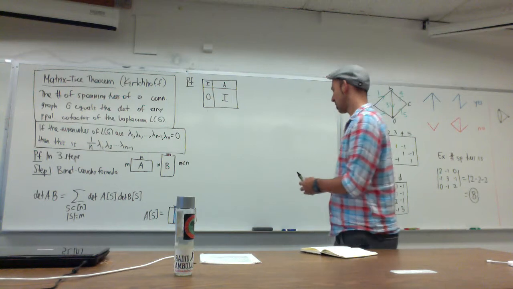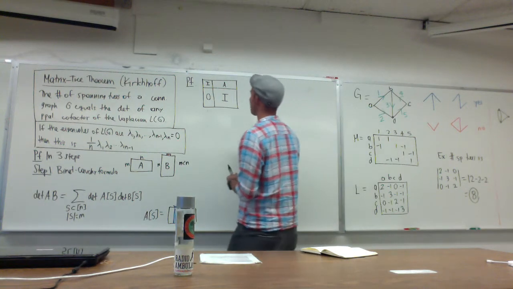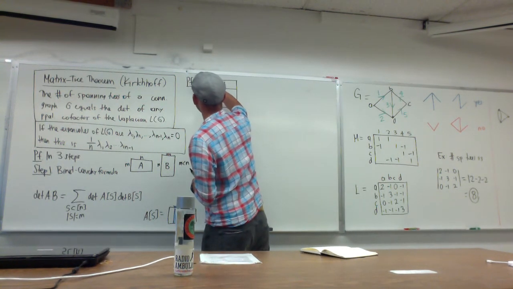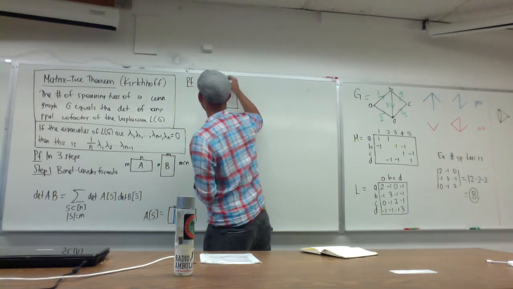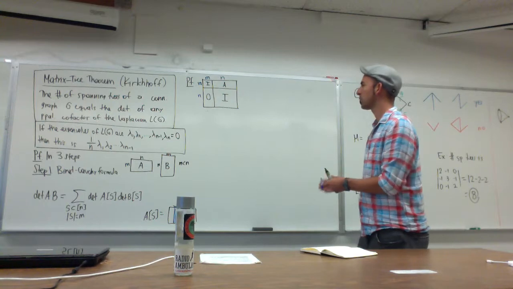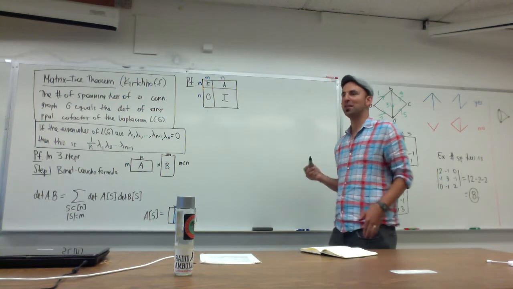Okay, and maybe we can write the sizes of these things. So this is m. This is n. This is m. This is n. Okay, so that's a matrix. I'm allowed to do that, right?